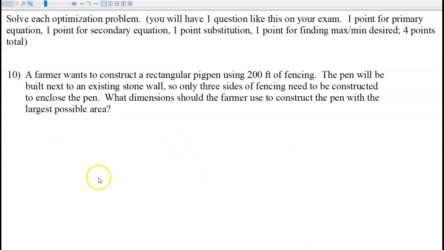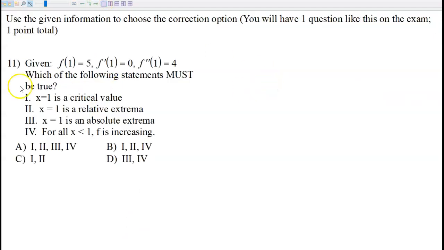So there you guys have it. Those are your optimization problems that you can expect to see on our test. All right. Let's go ahead and take a look at this type of question. You'll see one of these two. It's only worth 1 point. On this particular problem, I give you some information. And then I ask you which of these things are true.